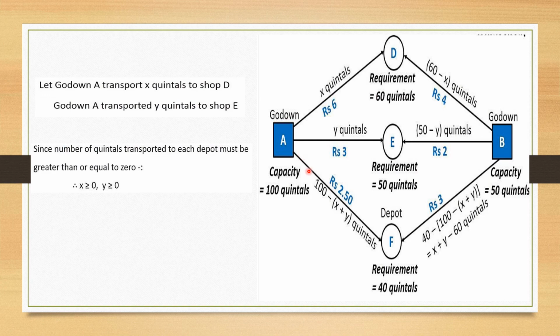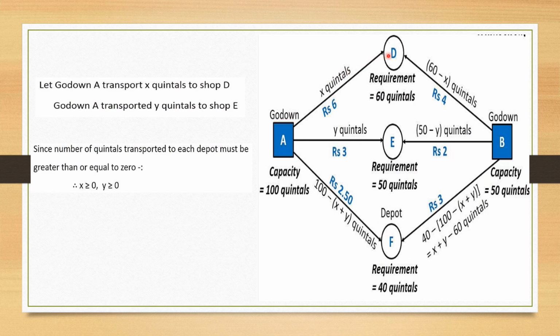Now the third ration shop F is left, and what will it get? It will not get the desired amount. It will get whatever is left after what has been sent to D and E. If we take the sum of both of them out of this 100, only that will be supplied to F. Okay.